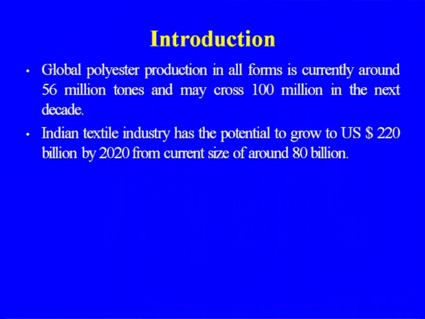As I told you, polyester is a very important part of our synthetic fiber. Global polyester production in all forms is currently around 56 million tons and may cross 100 million tons in the next decade. The Indian textile industry has the potential to grow to about 220 billion US dollars by 2020 from the current size of 80 billion. So this was the growth rate of polyester.